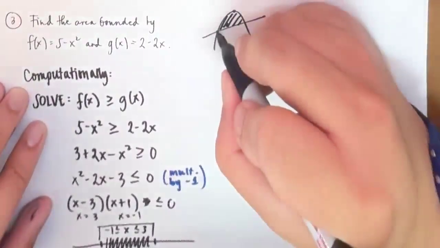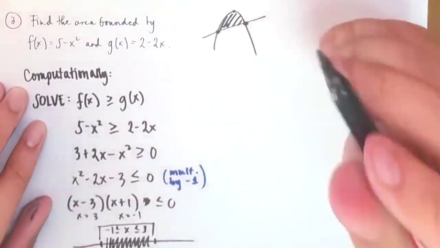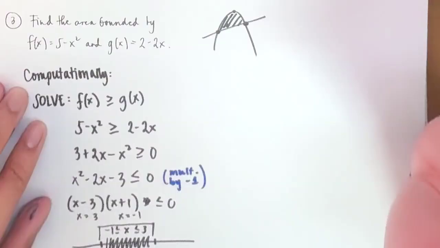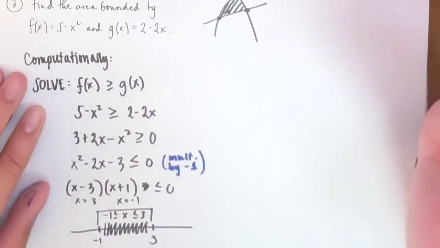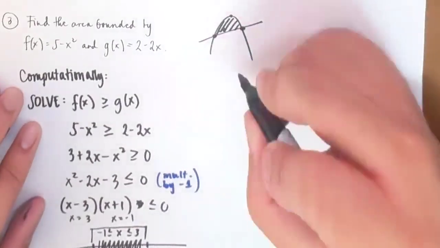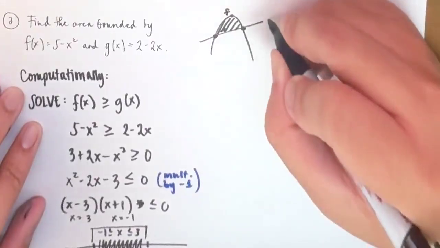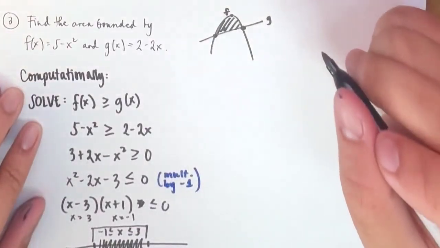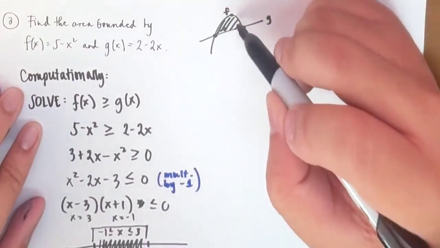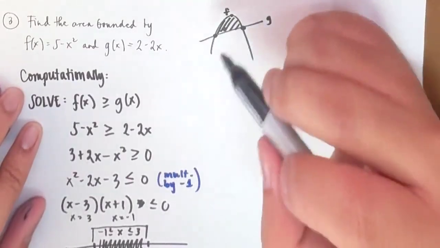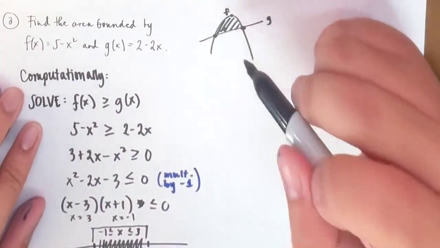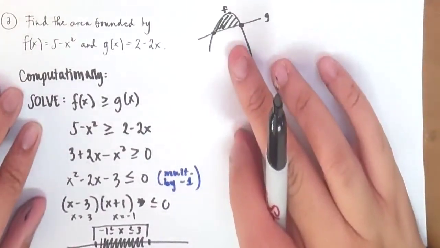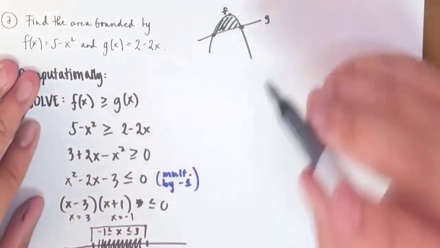All right. Then whatever this is, those are the points that we want. So in this case, the parabola f is above the line g, right? And this would be the area bounded by the parabola and the line. This is what the graph will look like. Okay?